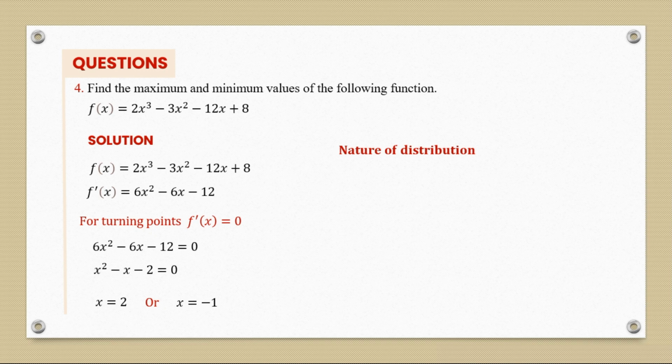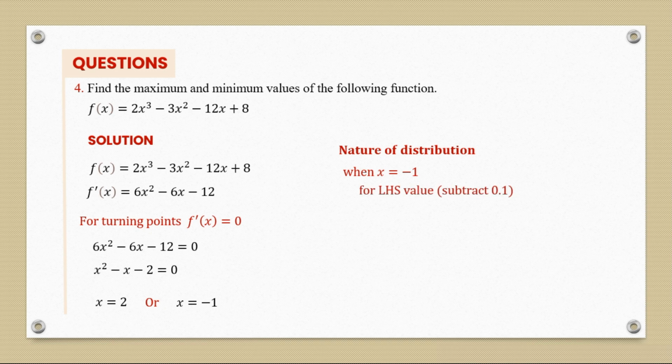So let's look at the nature of this distribution. First of all, let's look at it when x is equal to negative 1. When we look at the nature of distribution, we actually have to find the nature of the gradient on the left hand side and that on the right hand side. So we need to know how the slope is happening on the left hand side and that on the right. So let's look at the left hand side value.